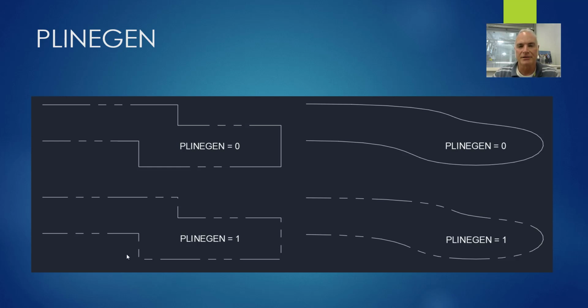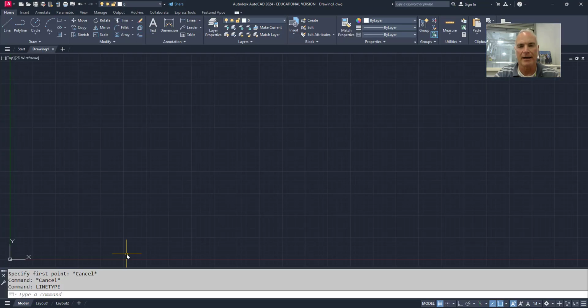Next, let's look at actually creating some line types in AutoCAD. So I'm going to go to AutoCAD here, and I'm also going to open up my Notepad.